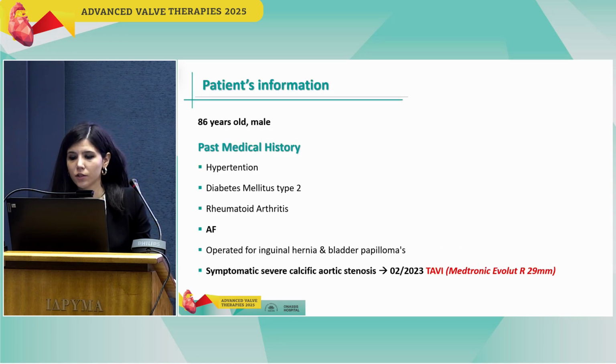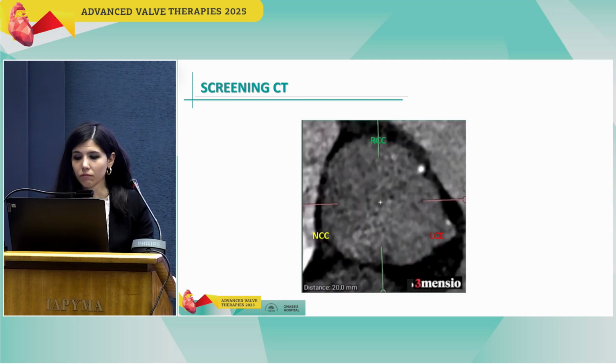This case involves a 26-year-old male patient with a medical history of hypertension, type 2 diabetes mellitus, atrial fibrillation, and severe symptomatic aortic valve stenosis, which was treated in our department in February 2023 with the transcatheter implantation of a 29 millimeter Medtronic Evolut bioprosthetic aortic valve.